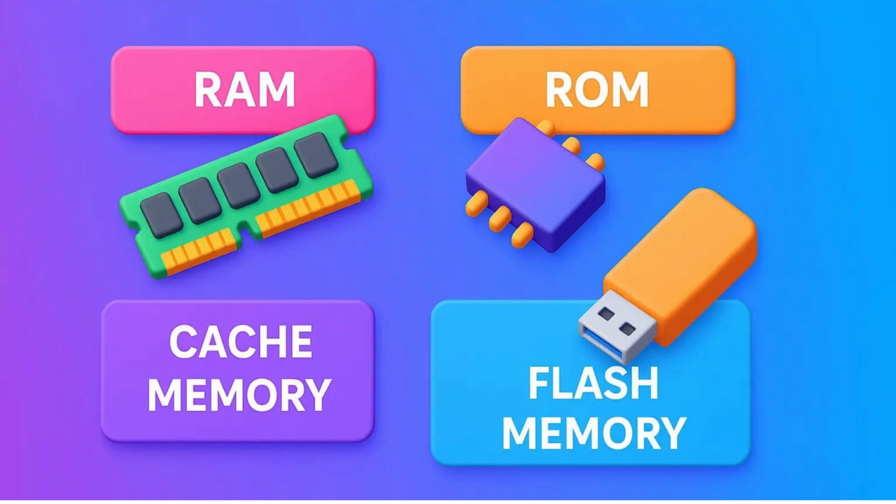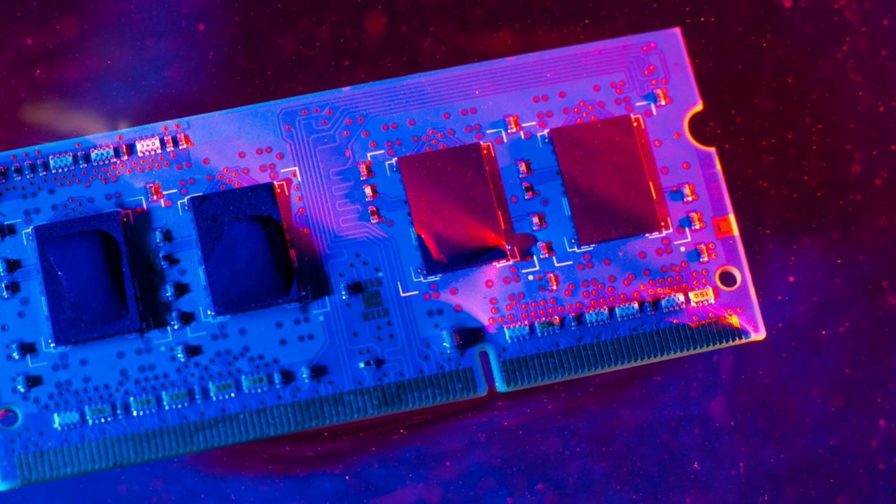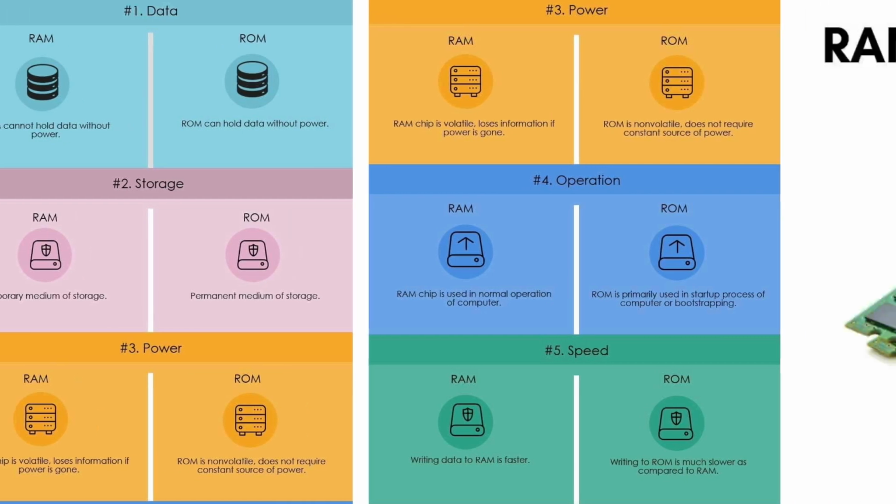Have you ever noticed that when you turn off your computer, everything you were working on disappears, but the system still starts properly the next time you turn it on? Why does this happen? In this video, we are going to understand the difference between RAM and ROM, two very important types of memory in a computer.